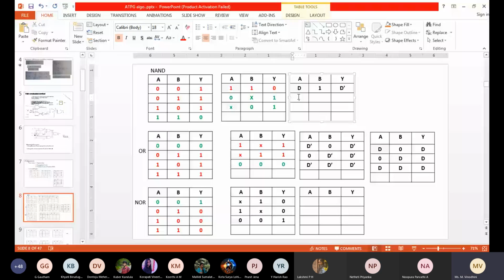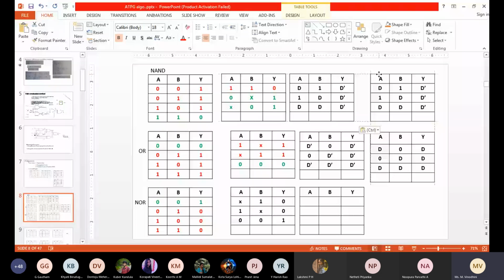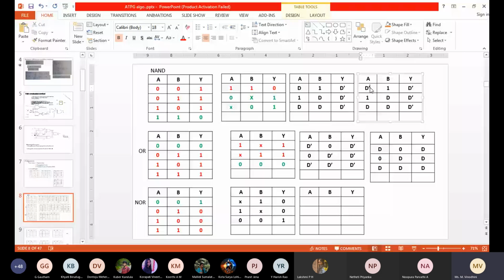1, D, D bar. Okay. Last one, 1, 1, 0. Opposite will be 0, 0, 1. So D, D bar, D, D bar. The other propagation D cube: wherever I have D bar, change to D, and D to D bar. This is the other propagation D cube.